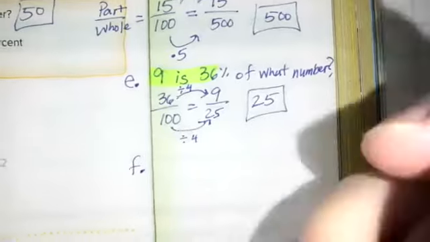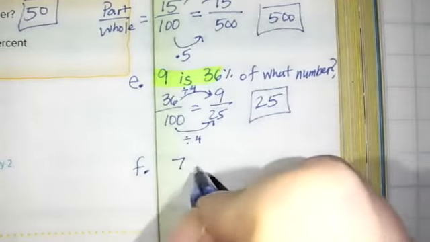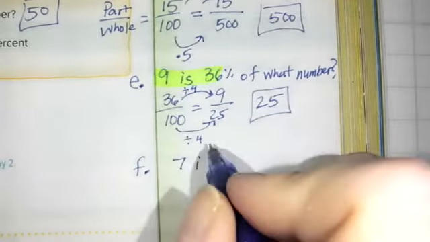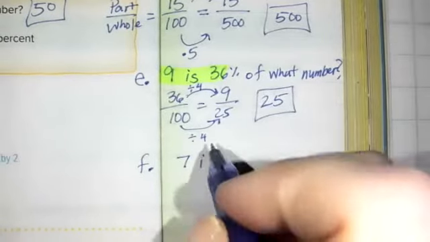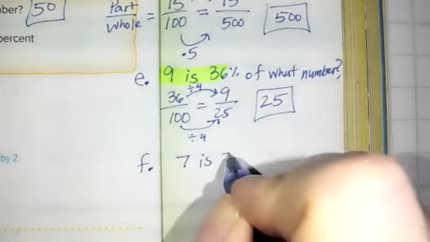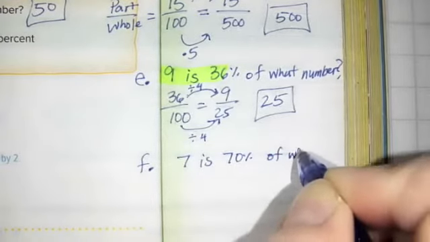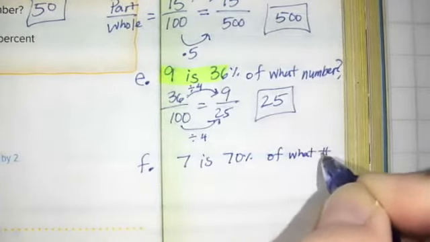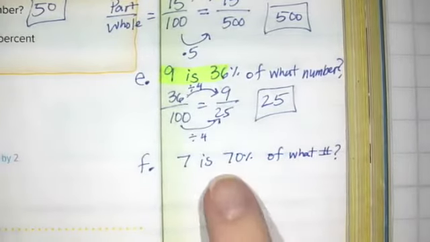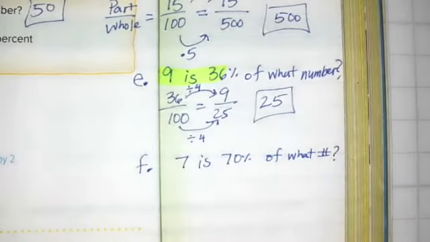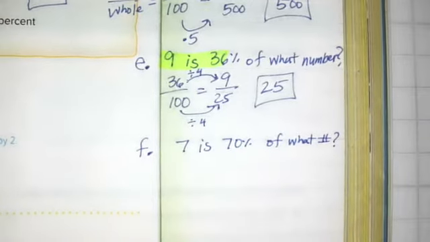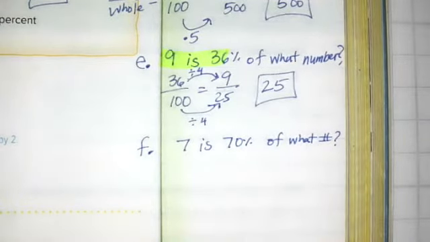Letter F, 7. And this one you may be able to do in your head, but we're still going to solve it with the proportion. 7 is 70% of what number? All right. So you can probably do that in your head and know that it's 10, but we're going to prove that with the percent proportion.